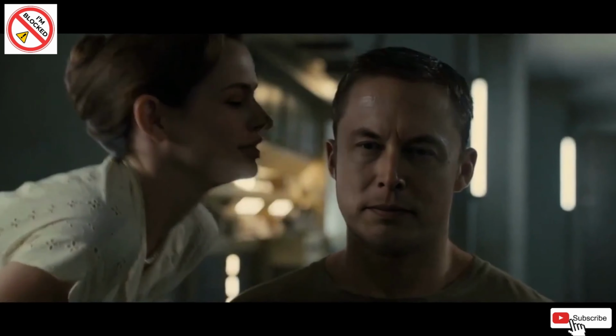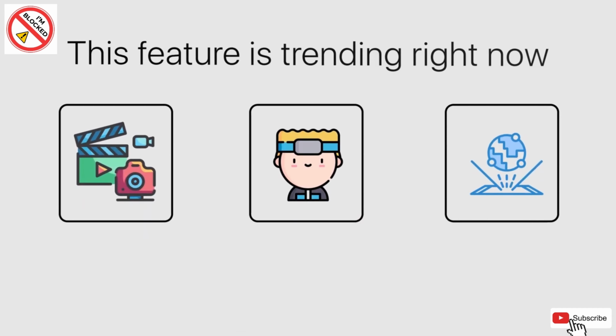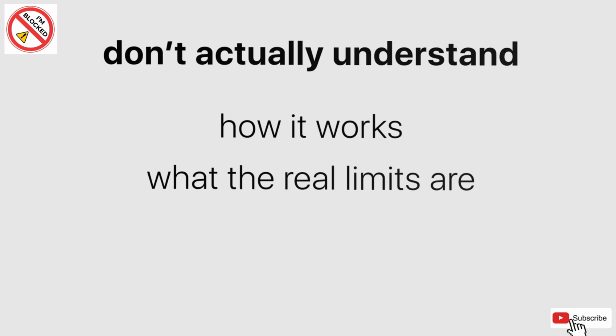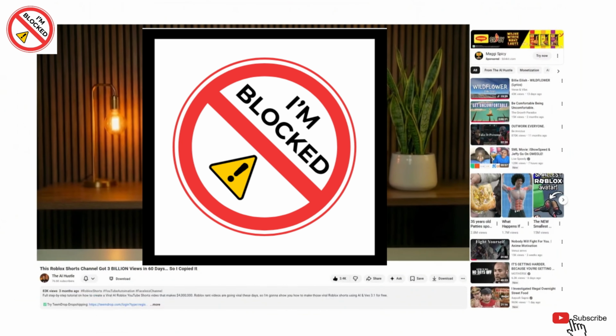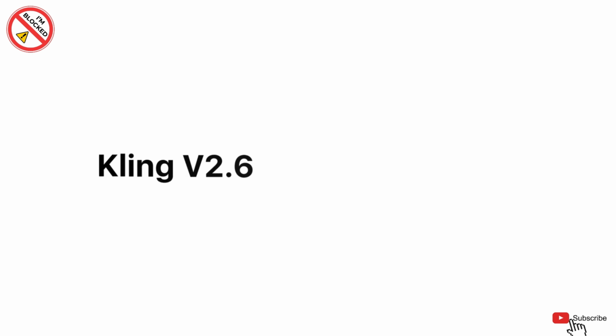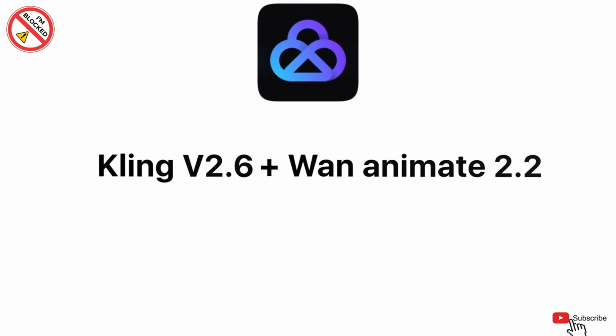On top of that, you can restyle the entire video into completely different looks: cinematic, animated, or realistic. This feature is trending right now, but most people don't actually understand how it works or what the real limits are. So in this video, I'll show you exactly how to use this feature step by step using Kling V2.6 Pro Motion Control and Wan Animate 2.2 inside aCool.